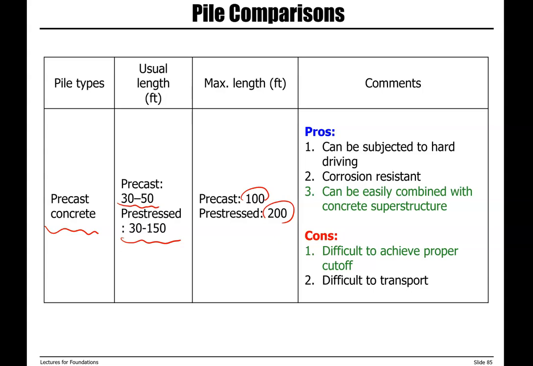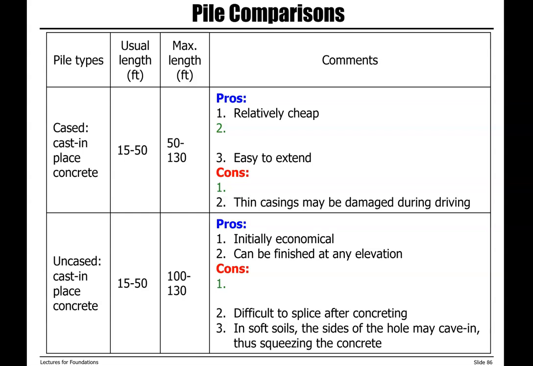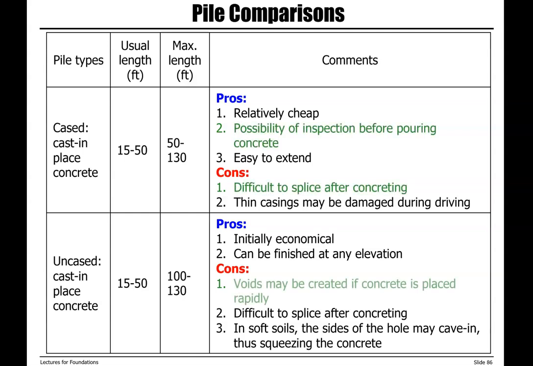Difficult to achieve proper cutoff, and again, this depends on the size of the precast concrete elements that we have, but it may also be difficult to transport them to the job site. Then we have cast in place, which can be cased cast in place or uncased cast in place concrete. So the usual length is between 15 to 50 feet, and then we have the maximum length.